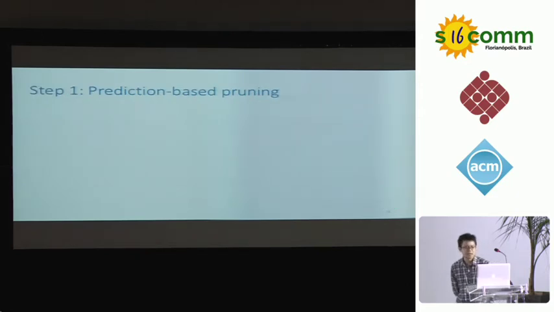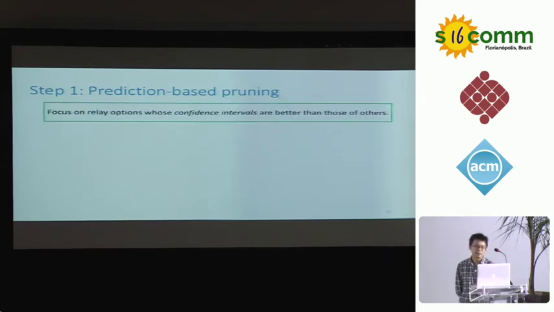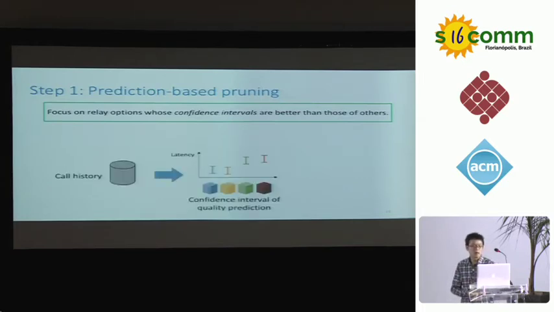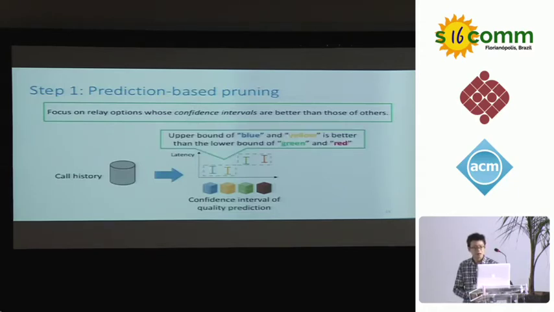First, how do we pick the top k candidates when performance prediction is so inaccurate? Well, the idea is to predict not only the mean, but also the confidence interval of performance, and pick the relay options whose confidence intervals are strictly better than others. Let's consider this example. Here we have an AS pair, we have a call history, and we have four potential relay options: blue, yellow, green, and red. First we get the confidence interval of latency for each option. While it's very hard to tell which of the blue and yellow relays is the single best one, you can still clearly see that the yellow and blue relays are much more likely than the green and red relays to be the best one. Okay, that's how we pick the top k candidates.